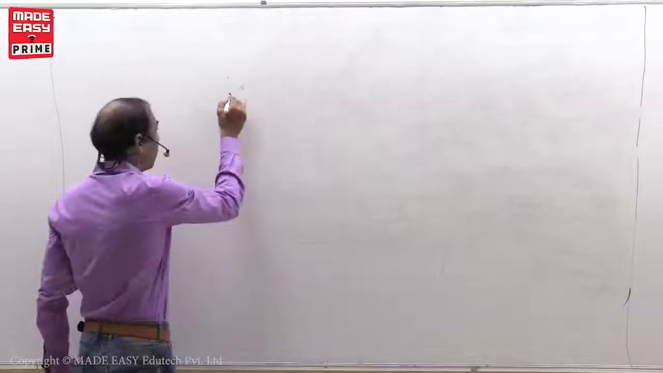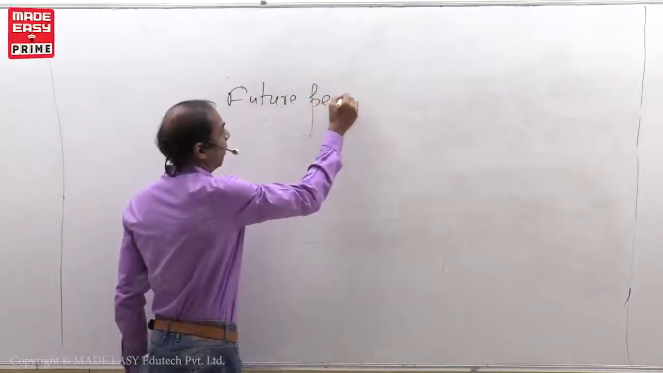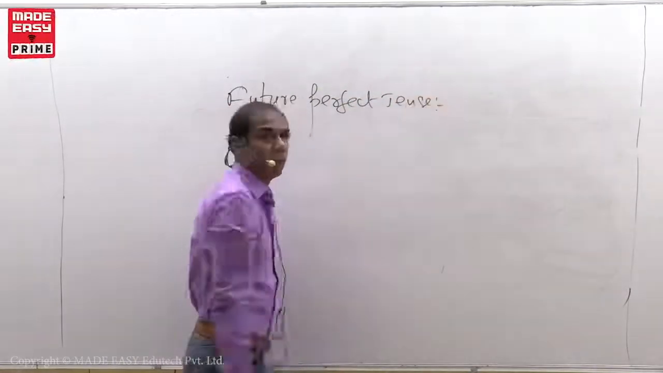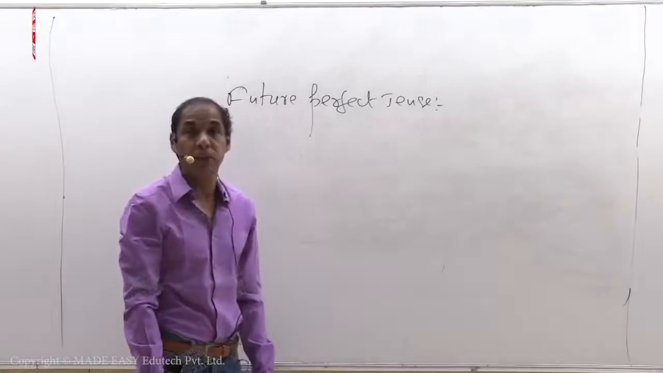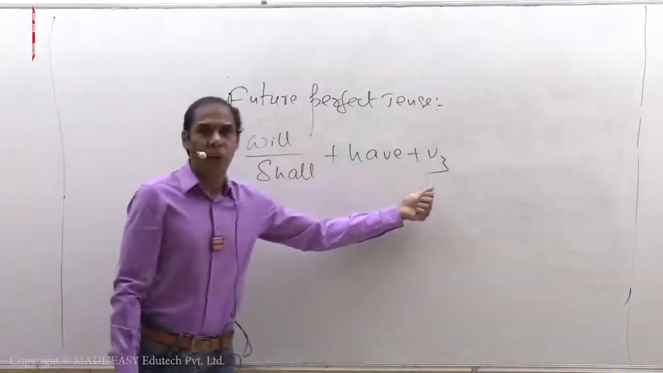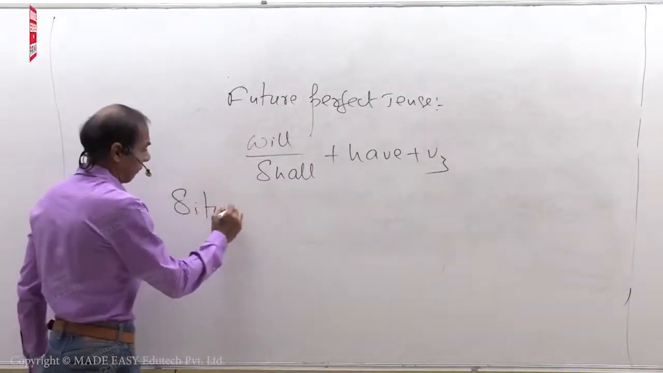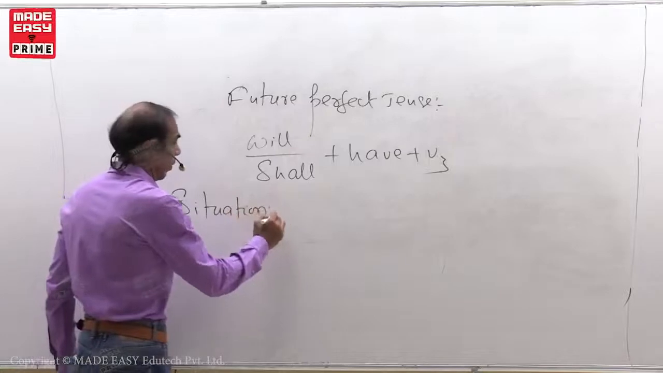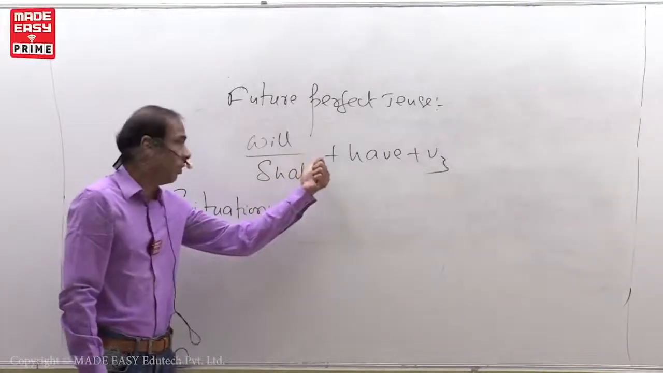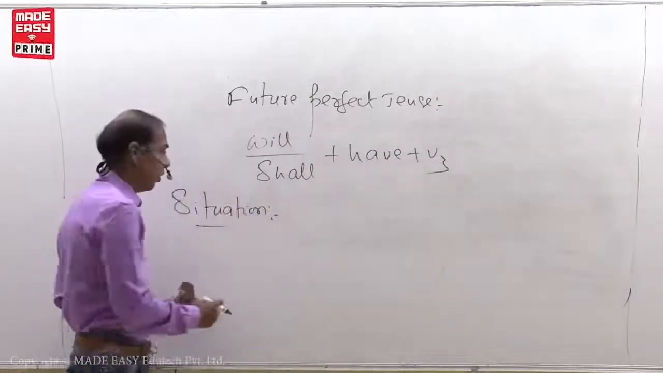Next thing, future perfect tense. Future perfect tense. Will or shall plus have plus V3. Situation 1. What is the formula? First let us see: will or shall plus have plus V3.